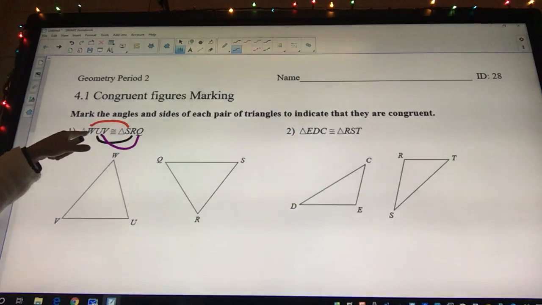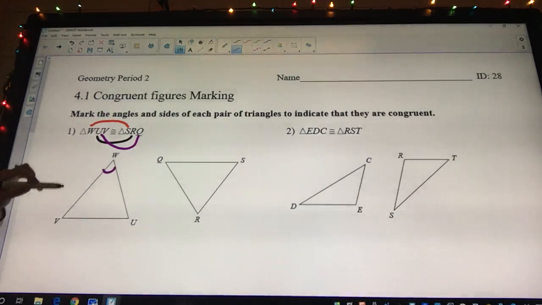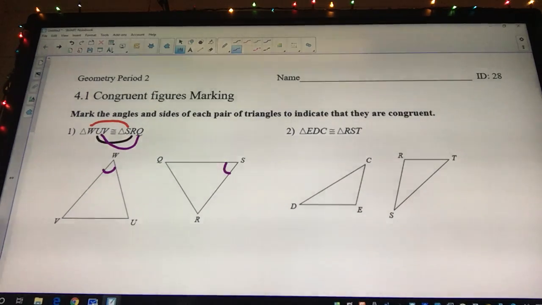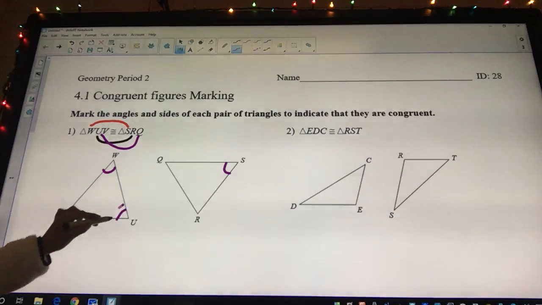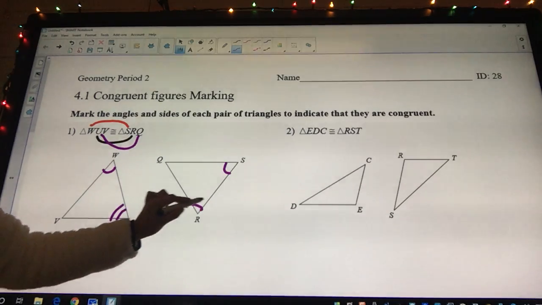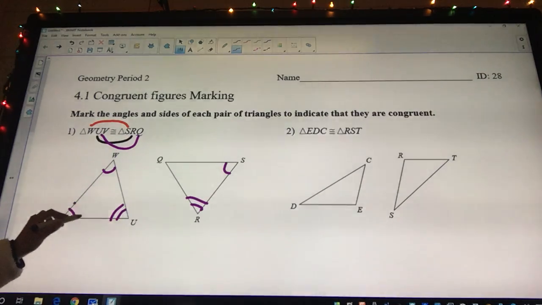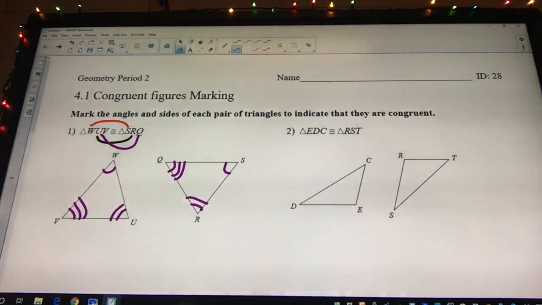Okay, so we could say angle W, so we're talking about the inside, angle W is equivalent to angle S. Okay, we could say angle U is equivalent, 1, 2, to angle R, 1, 2. Okay, and then we got V and Q, so we're going to use 3, 1, 2, 3. V and Q, 1, 2, 3. Okay, so we got all our angles marked, and now we need to check out the line segments.